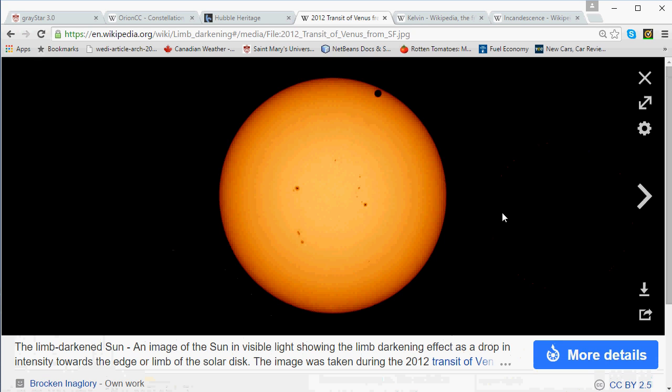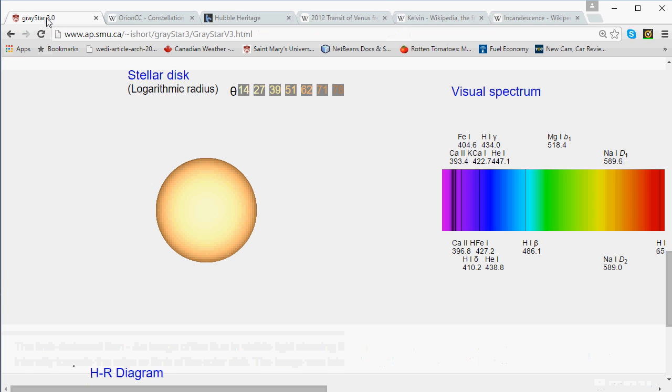This image was actually made during the transit of Venus. You can see Venus up here in front of the sun, but we're not going to talk about that. We just want to compare the real sun to the Gray Star 3 simulation. The first thing we can compare, of course, is the overall color. You can see that the Gray Star simulation sort of gets it right: the real sun is kind of yellow, maybe yellow with a bit of orange, and so is the Gray Star 3 simulation.